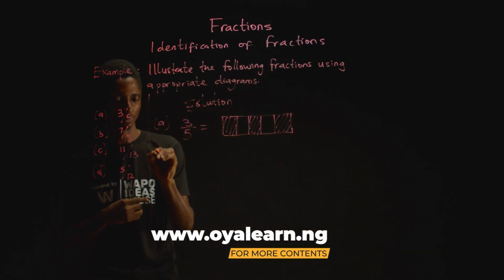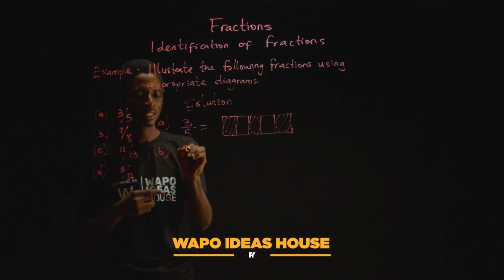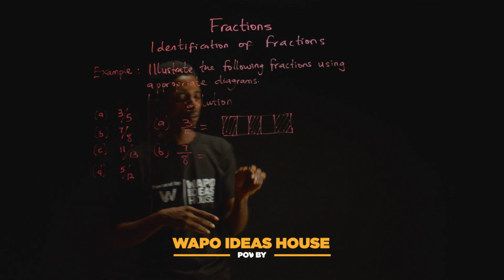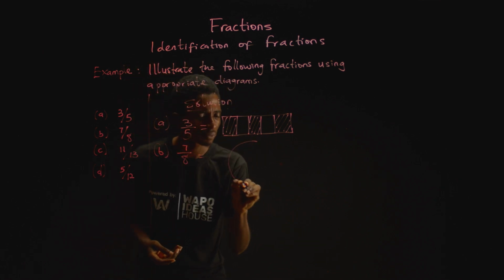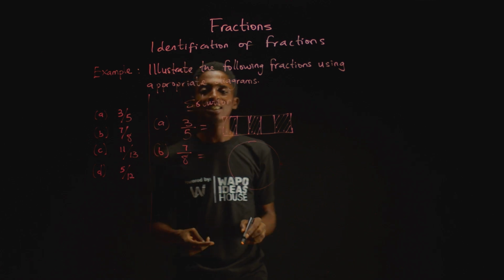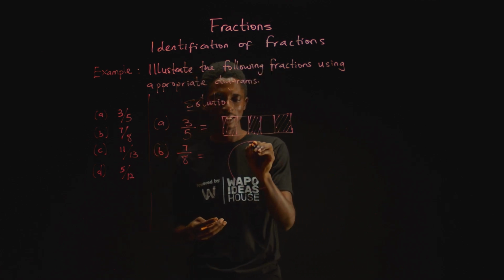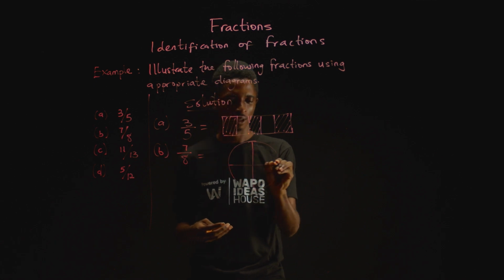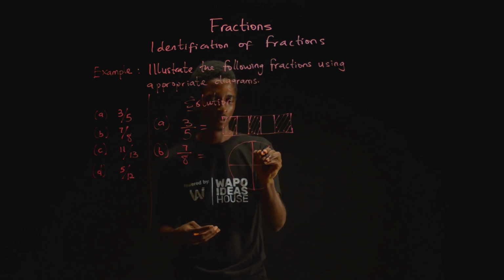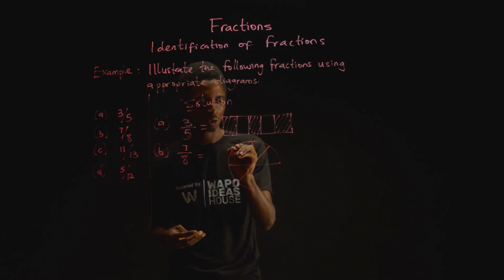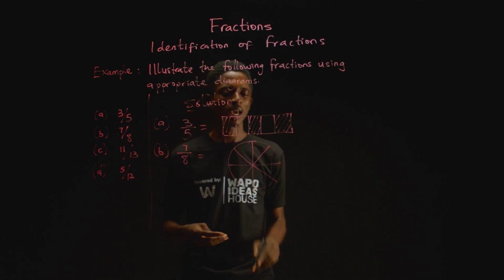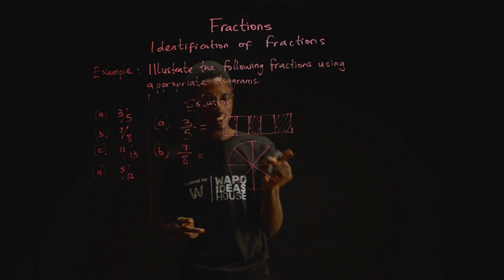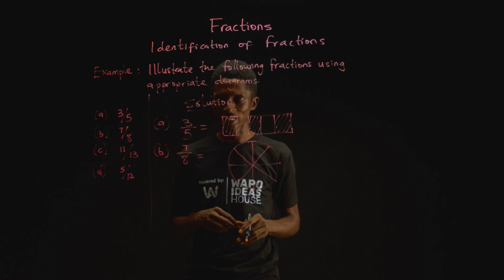Now let's go to B. For B, we have 7/8. Now, for this, let's draw a circle and divide this into 8 equal parts. Now it's 2. Now it's 4. And then with these 2 lines, we have 8 equal sides of a circle. This circle has been divided into 8 equal parts.